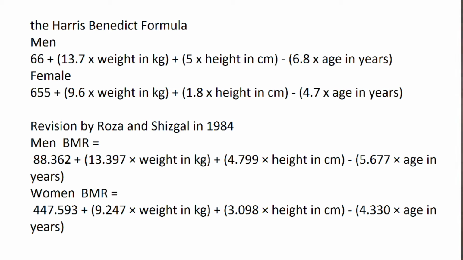There is also the second equation, which is the revision by Roza and Shizgal. The man, 88.362 plus 13.397 times the weight in kilograms plus 4.799 times the height in centimeters minus 5.677 times the age in years. The woman, 447.593 plus 9.247 times the weight in kilograms plus 3.098 times height in centimeters minus 4.33 times the age in years.